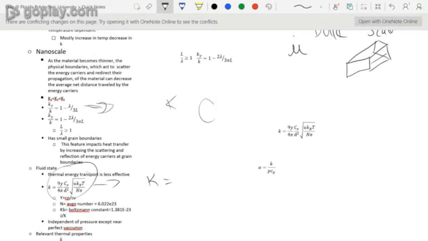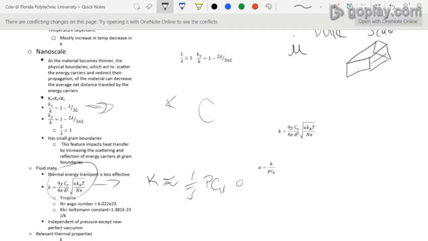The kinetic theory yields an actual formula for the thermal conductivity, which is given approximately by 1/3 the density of the fluid times the specific heat, times the mean molecular speed, times the lambda, which is the energy carrier mean free path. And in this case, the energy carrier is the molecule, not the electrons or photons in this sense.